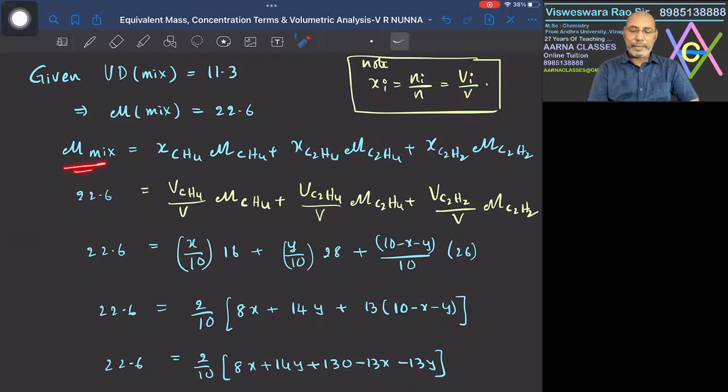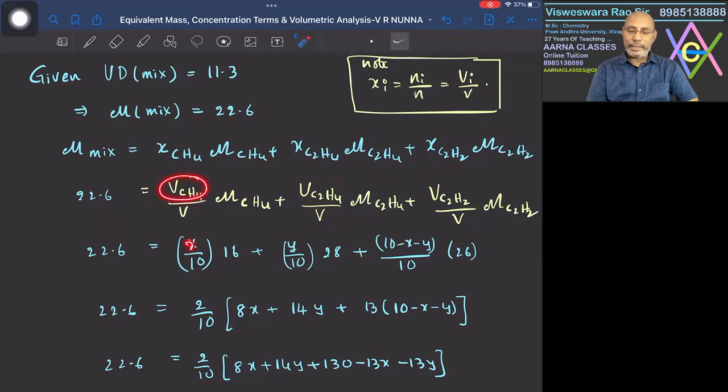So molar mass of mixture, I substitute 22.6. Mole fraction of methane means volume of methane by total volume of gas mixture. This one is as it is written. Mole fraction of ethene means volume of ethene by total volume of gas mixture. Mole fraction of ethane means volume of ethane by total volume of gas mixture. And this is carried over here.